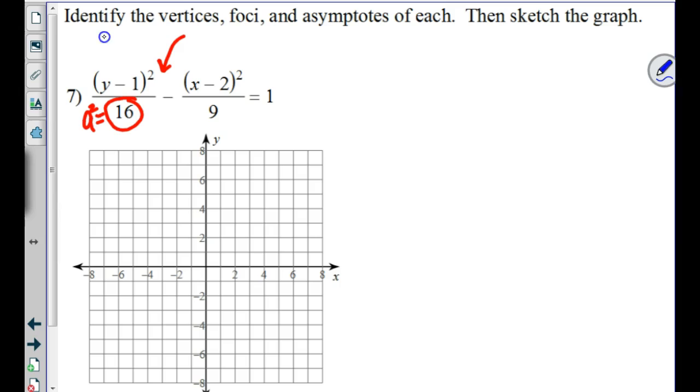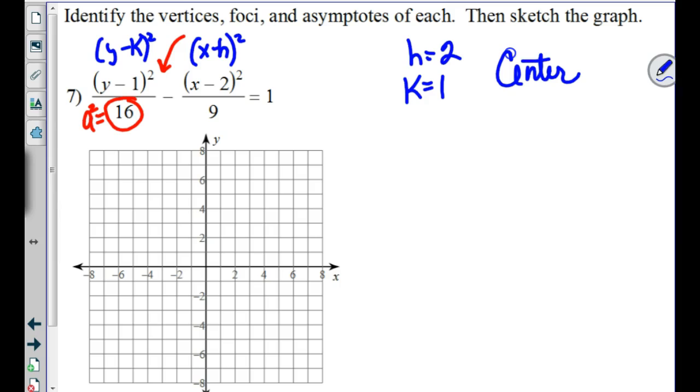Yeah, because it's always y minus k and x minus h. So h is 2, k is 1. So the center, it's not the vertex anyway, I may have said vertex. The center is at 2, 1, not 1, 2. Everybody okay? Yeah. And then A is what? And B squared is 9, so B is 3.